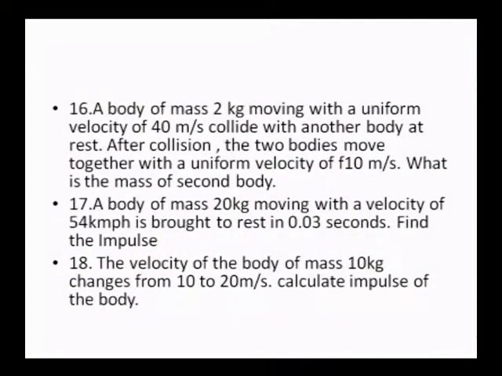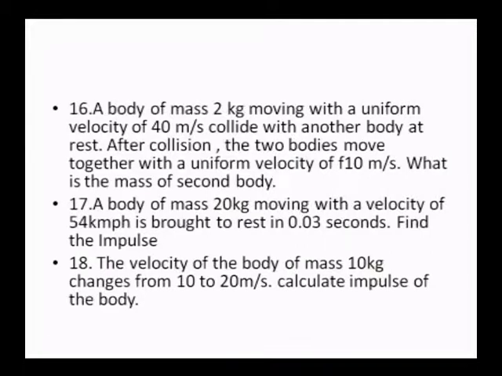Problem 16. A body of mass 2 kg moving with a uniform velocity of 40 meter per second collides with another body at rest. After collision, the two bodies move together with a uniform velocity of 10 meter per second. What is the mass of the second body? Go through the problem.